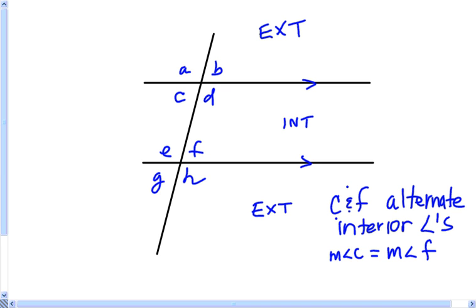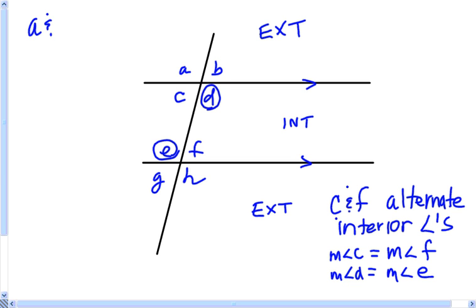Likewise, you probably notice there's another pair like that. D and E are congruent angles. They have the same measure, so they're also alternate interior angles. The measure of angle D is equal to the measure of angle E. Now, E is the same as H because they're vertical angles, and A is the same as D because they're vertical angles, so that means A must be the same as H.